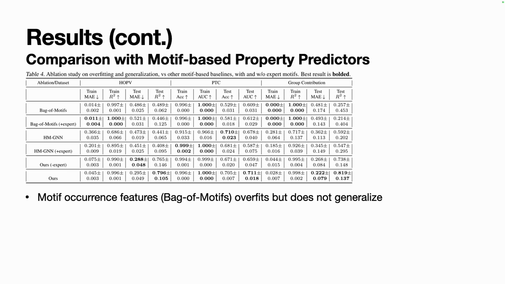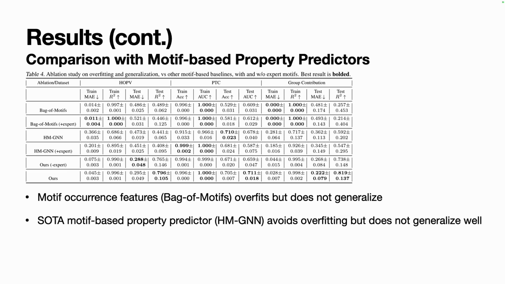We also show the performance of our method is not merely due to the use of motifs, but the underlying grammar as well. We compare with a simple bag of motifs baseline as well as a previous state-of-the-art motif-based GNN. We even endow both baselines with our expert annotated motifs. The results show those methods cannot integrate the expert motifs as well as our method and generalize less.